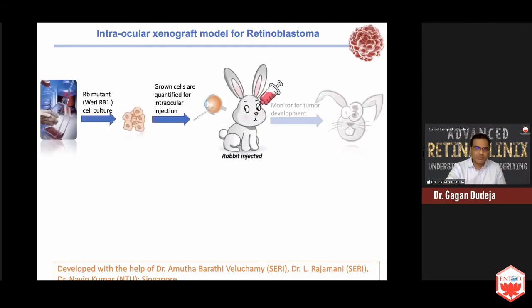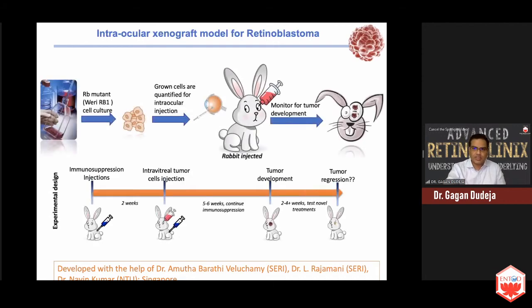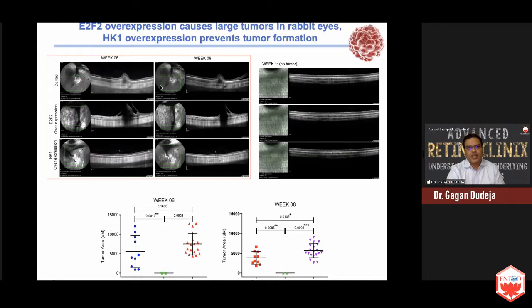So we developed an in vivo rabbit model to study this. We used an immunocompromised rat and injected Y79 RB1 cells. And after the tumors were developed, we treated them and saw the effect. If you see here, in control at 6 weeks, this is the tumor size, what you see on an OCT image in a rabbit. If you do E2F2 overexpression, you have a huge tumor, much more than the normal one, which you can compare here. And if you do HK1 overexpression, there is no tumor. So this supports our hypothesis, which we've seen earlier, that HK1 overexpression will reduce the tumor size and prevent and treat tumor formation.